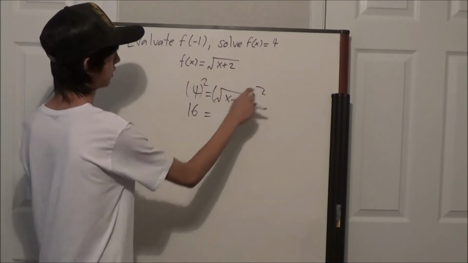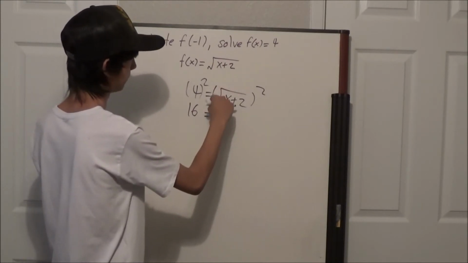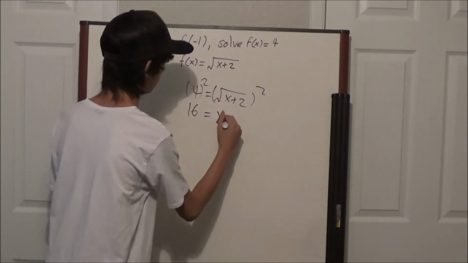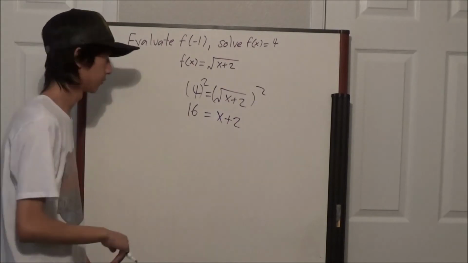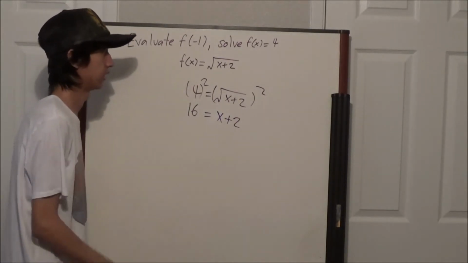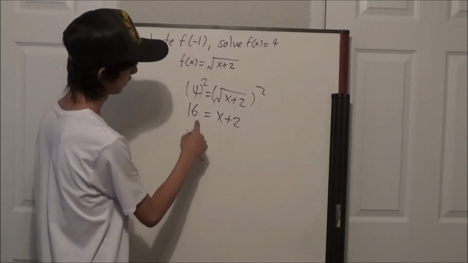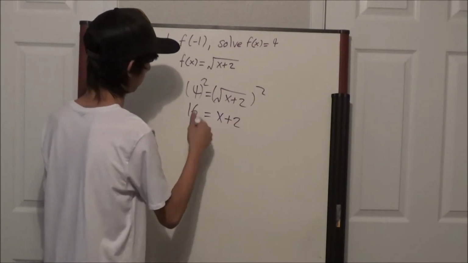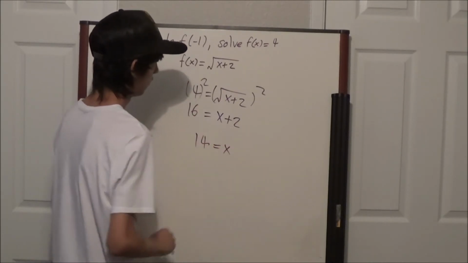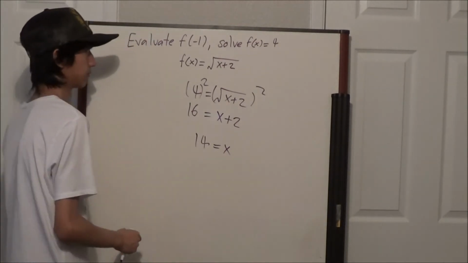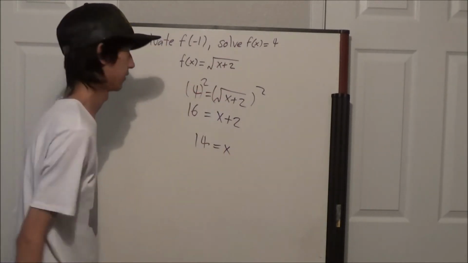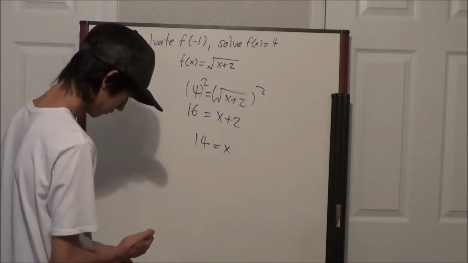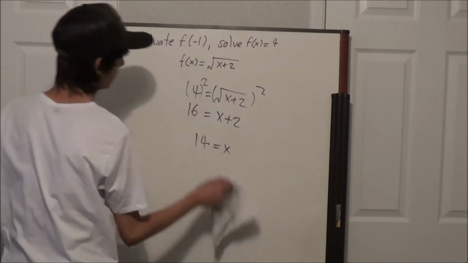And then if we square the other side, squaring the square root cancels it out. So it gets rid of that root, but it also has to square the other side. So now 4 squared, 16. Now we could easily solve for x. You just subtract 2 to the other side and you should end up with 14 equals x. So if you plug in 14 here, you should get 4. That's pretty much what it means. So yeah, that's how you solve that. Very easy.